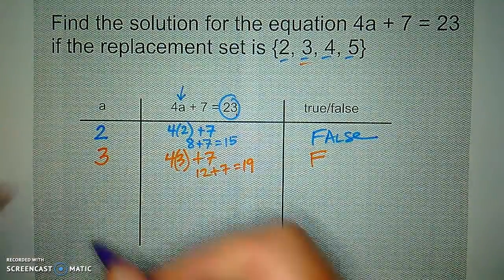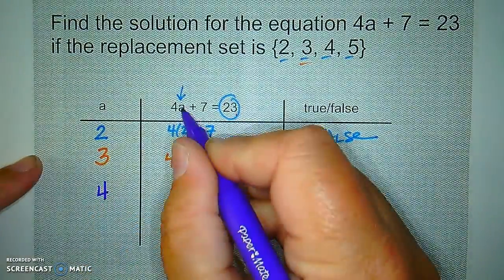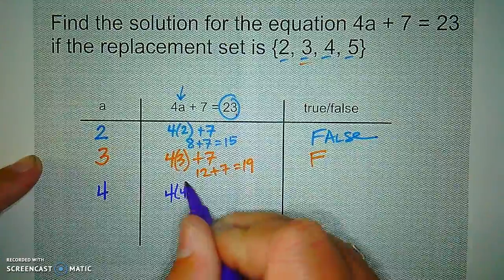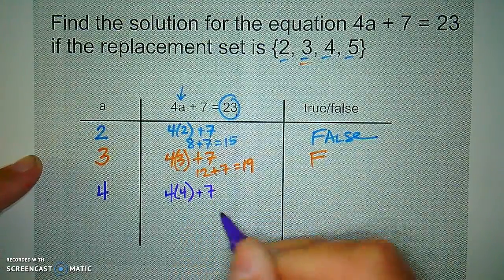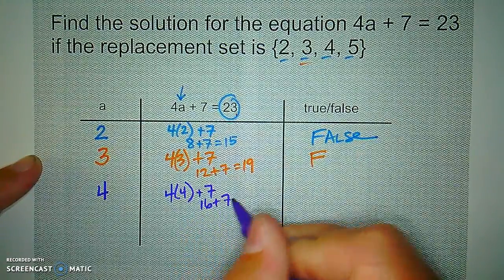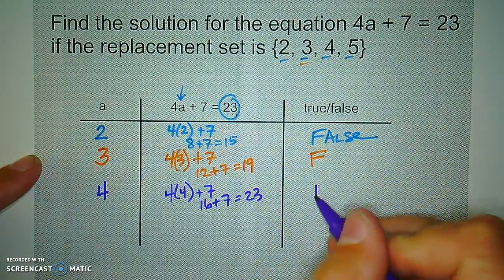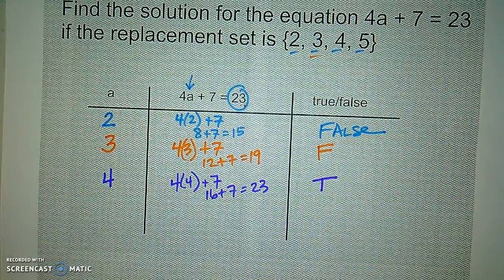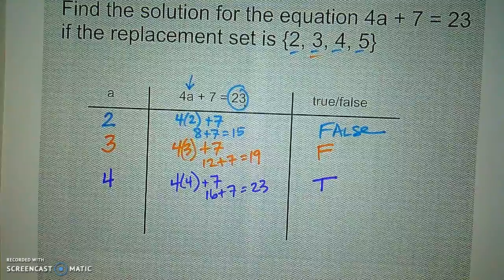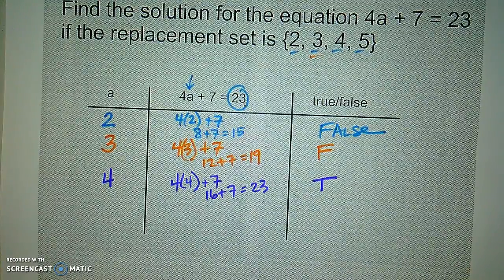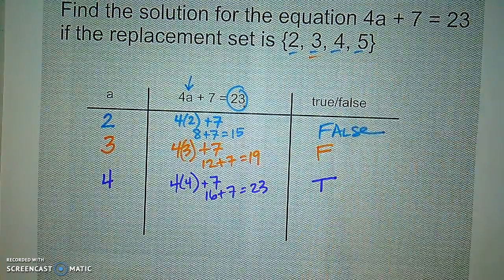So we move on to the next one, the 4. Plug it in for the A. 4 times 4 plus 7. That is 16 plus 7. That's 23. It works. Excellent. Now on these problems, you don't stop when you find the correct answer. You have to go through every single one of them.